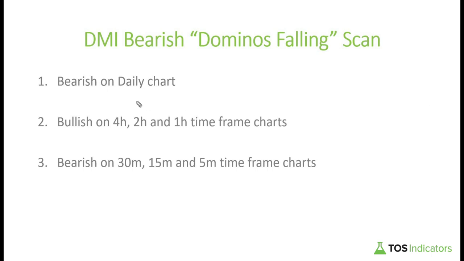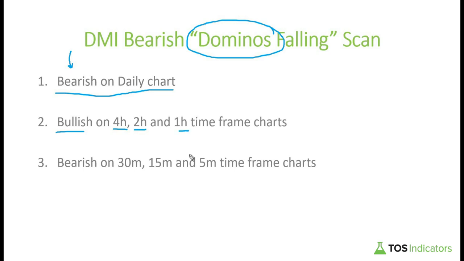Now for our bearish scenario, we're going to be looking at the exact opposite, right? Still looking at this as dominoes falling, but here we're looking at a bearish scenario on our daily charts, or a bearish zone as we call it in our indicator. Bullish on our mid-tier time frame charts, which is our 4-hour, 2-hour, and 1-hour time frames. And then finally, we would like to see this again going bearish on some of those smaller time frame charts in the 30, the 15, and the 5-minute charts, right?